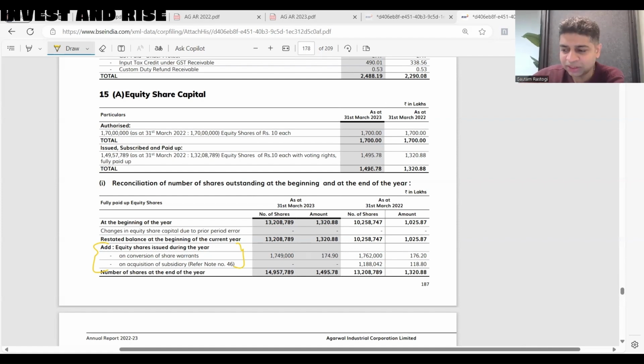All right. So anyway, I just wanted to mention, plus the other is that they also acquired their own subsidiary, which also resulted in the issue of shares. All right. So anyway, it's important to keep track of how the company is actually issuing new shares. All right. So let's go back to the annual report.